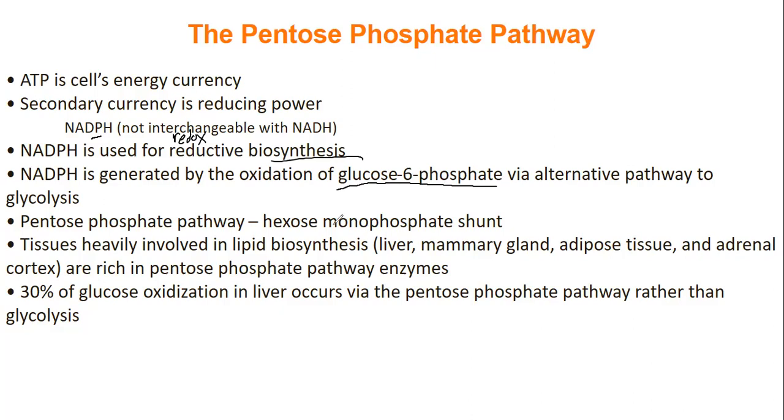And this pathway is mainly used in those tissues that make lipids a lot. So your liver will do this, mammary glands, adipose or fat tissue, adrenal cortex. These have a high concentration of these enzymes, so they do this pathway a lot. And actually, 30% of all the glucose oxidation in your liver is just used for this purpose. It's not used for energy, it's used to make NADPH so we can make other molecules, nucleotides and fats.